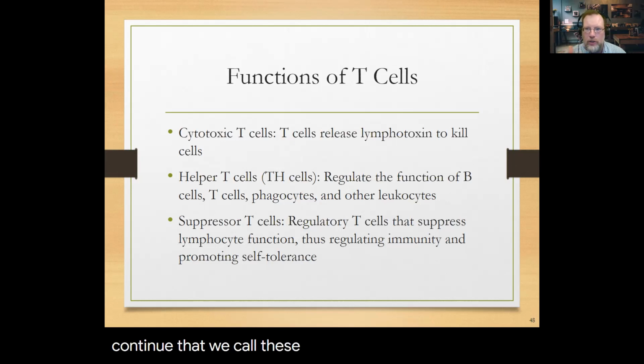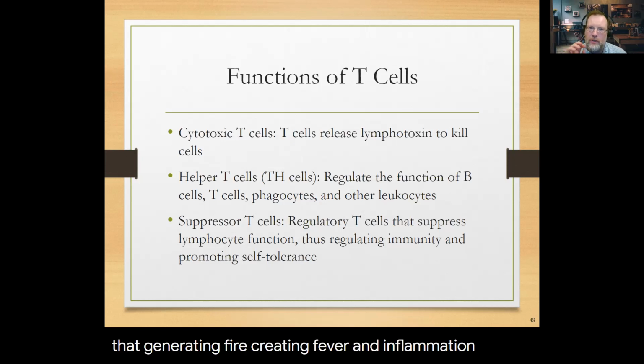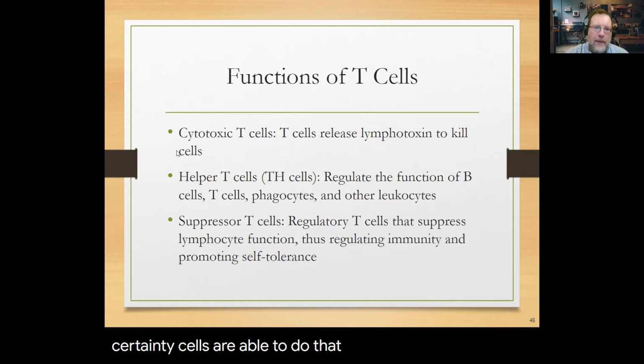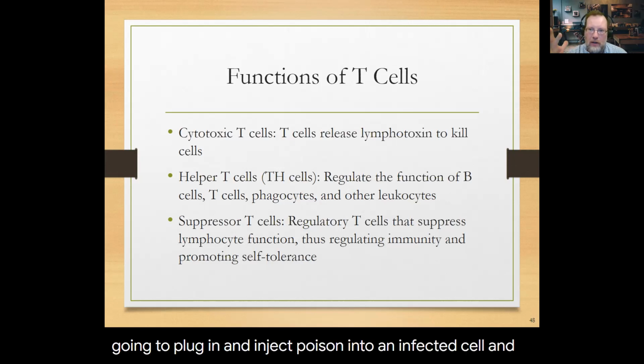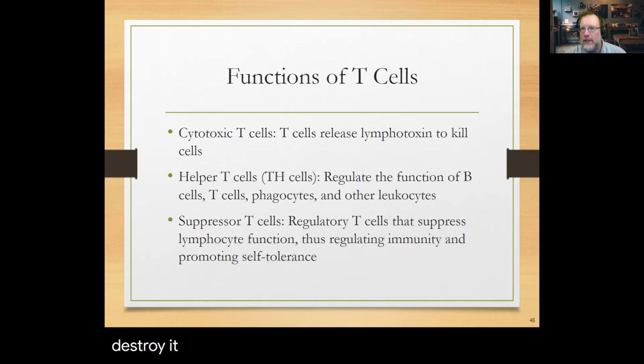We call these pyrogens. We want to continue that, generating fire, generating fever or inflammation, and certain T cells are able to do that. Some T cells, again, are going to plug in and inject a poison into an infected cell and destroy it. Helper T cells are going to be called on when B cells need help, phagocytes need help. So just like their name sounds, helper T cells regulate the function of multiple different immune system responses. They come in to, again, kind of help out.